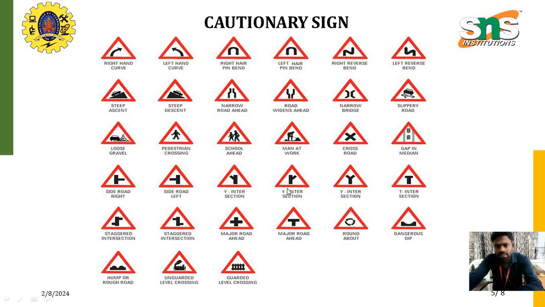The next one is the cautionary signs. These cautionary signs indicate that we have to take a sudden curve or a sudden hillside. These things indicate we have to drive the vehicle carefully. First we have right hand curve, left hand curve, right hairpin bend, left hairpin bend, then right reverse bend, steep ascent, steep descent, and a narrow road ahead. These symbols indicate the cautionary sign.